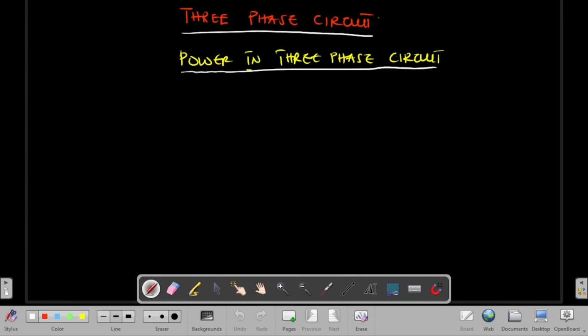In this lesson, I'll be taking you through power in three-phase circuits. In our previous lesson, I took you through the whole concept of three-phase and you solved a couple of problems. Now, let's delve deeper into power, finding the power and also handling power in three-phase circuits.